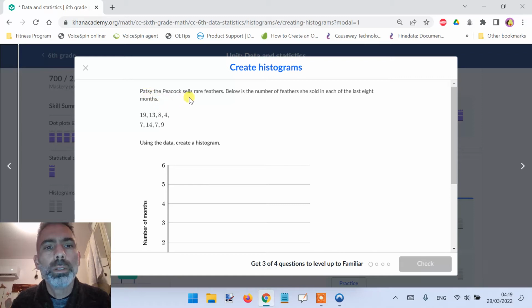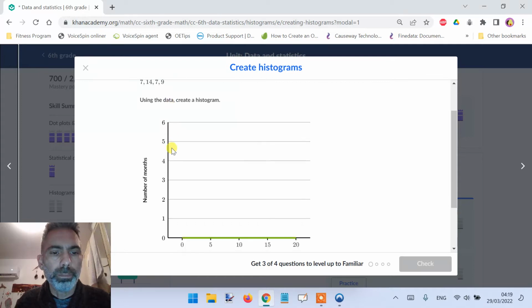Pasty the peacock sells rare feathers. Below is the number of feathers she sold in each of the last 8 months: 19, 13, 8, 4, 7, 14, 7, and 9. Using the data, create a histogram.